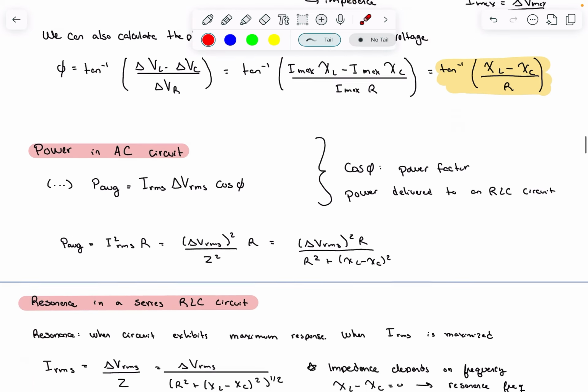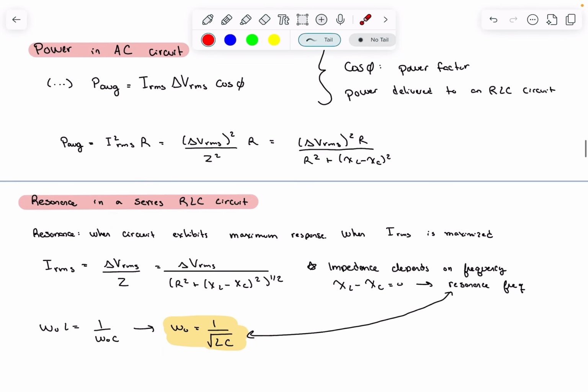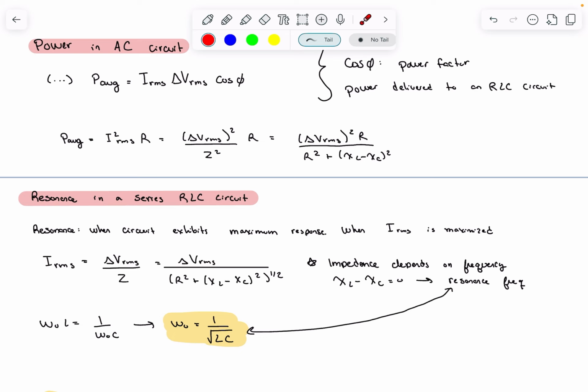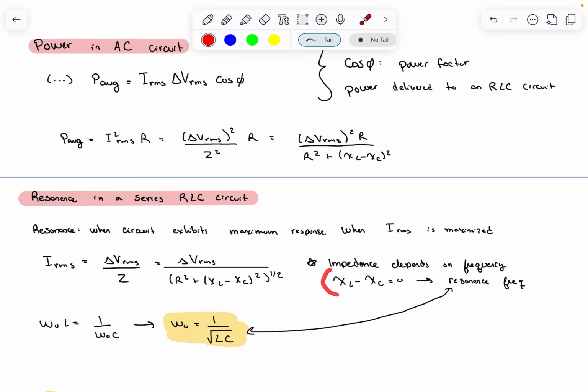The last thing we want to look at is resonance. Hopefully you've heard about this before from classical mechanics. It's essentially when the circuit exhibits a maximum response, and this is going to happen when I RMS is maximized. So again, I RMS is delta V RMS divided by Z. We know what Z is, we just plug it in here. This becomes maximized when XL minus XC is equal to 0.